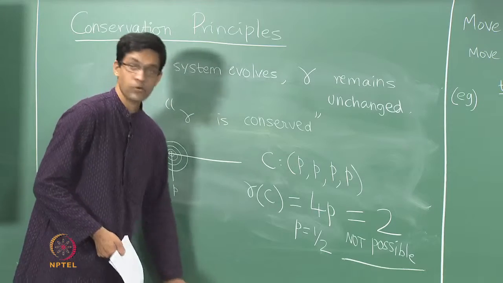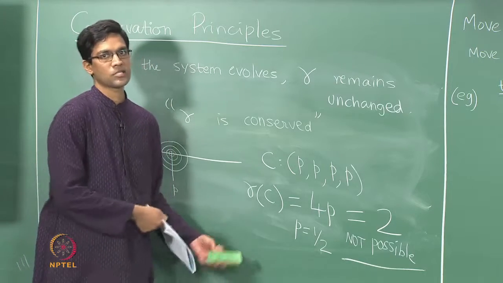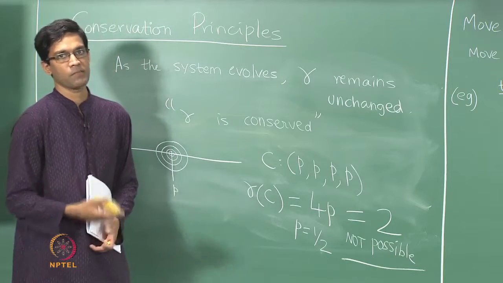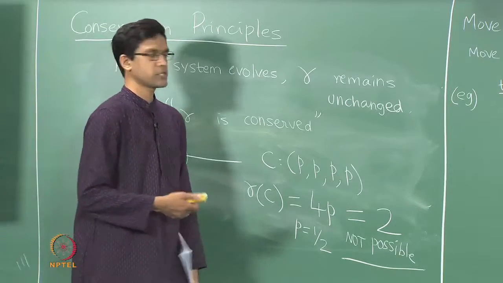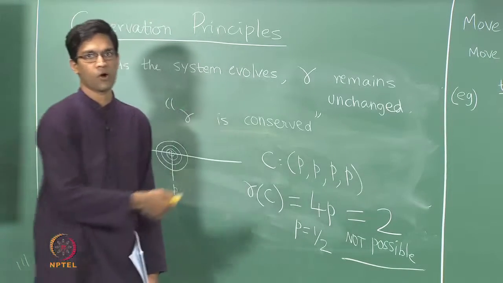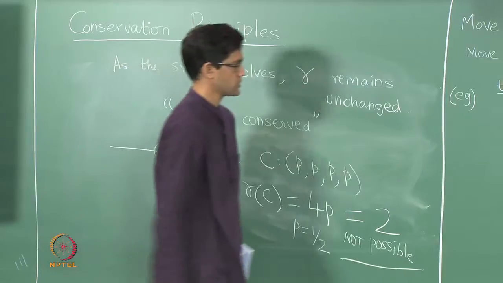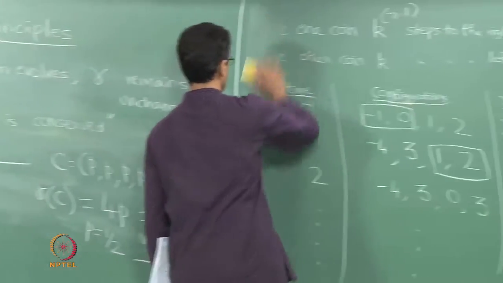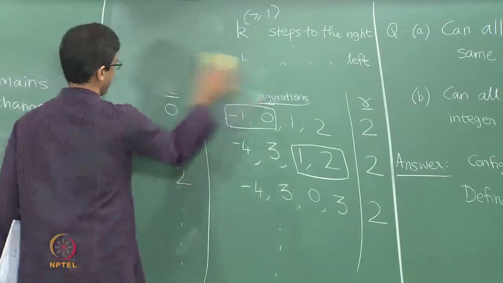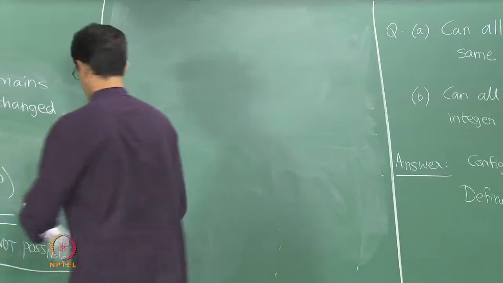Now I leave the second question as an exercise. Try using the same argument, just apply the same gamma function to conclude that it is not possible for all 4 coins to somehow move to the negative part of the real axis. So the second question is an exercise for you to try. Now let us do some more examples.